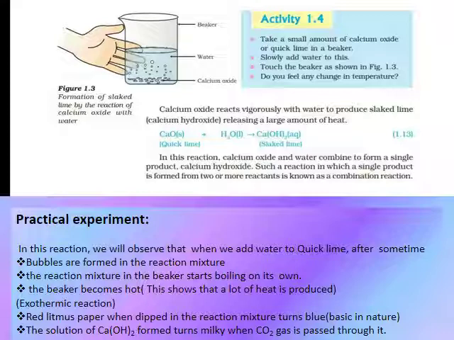Children, please observe calcium oxide is the chemical name of CaO and quicklime is its common name. Similarly, calcium hydroxide is the chemical name of Ca(OH)2, and slaked lime or lime water are the common names for Ca(OH)2.